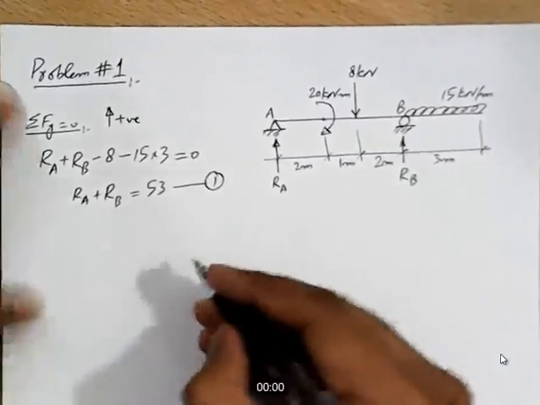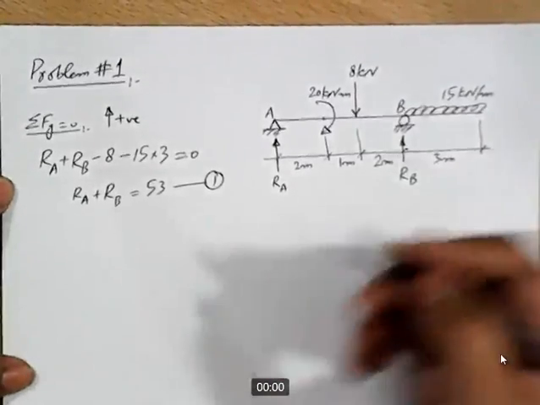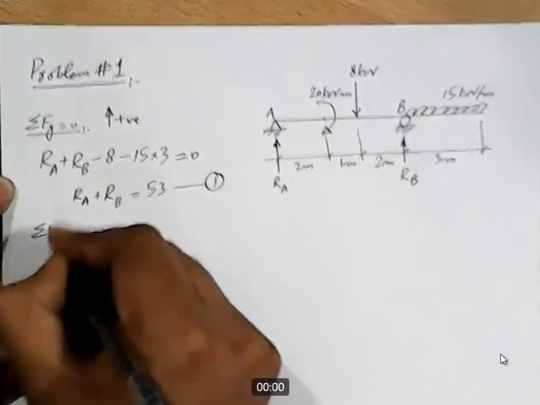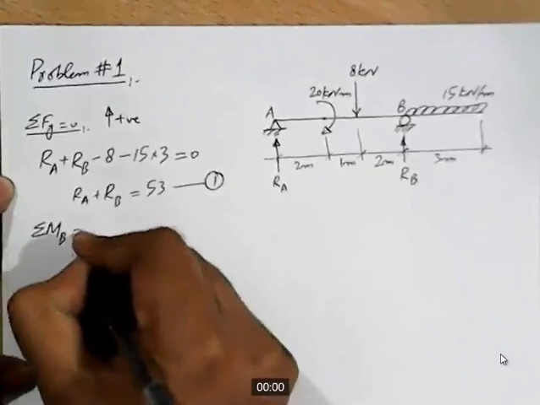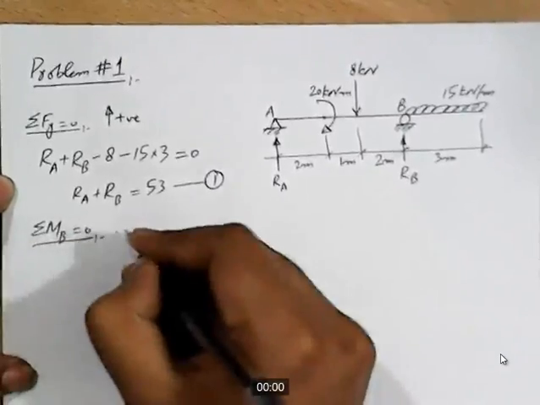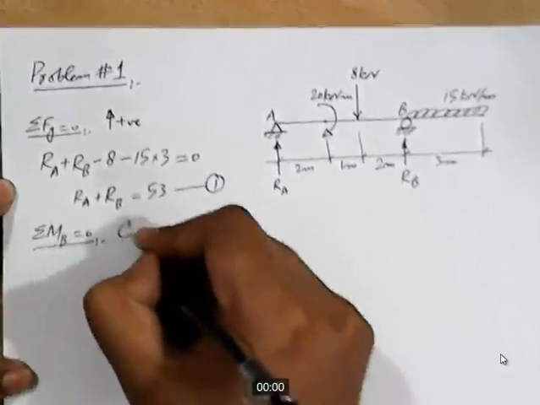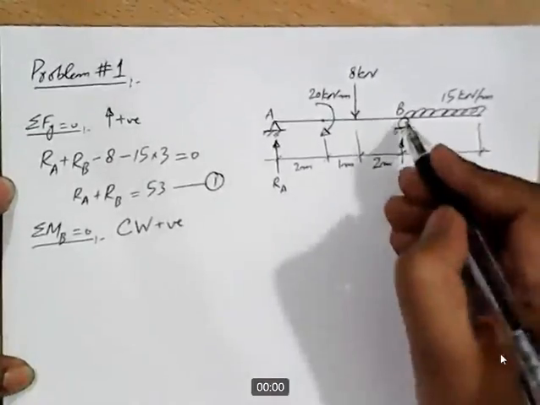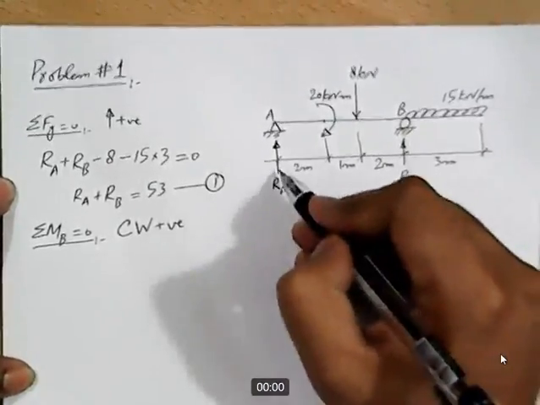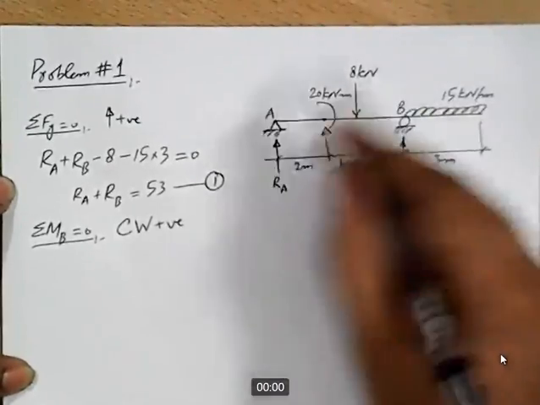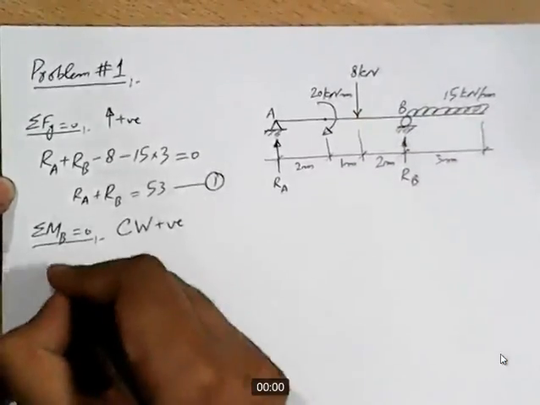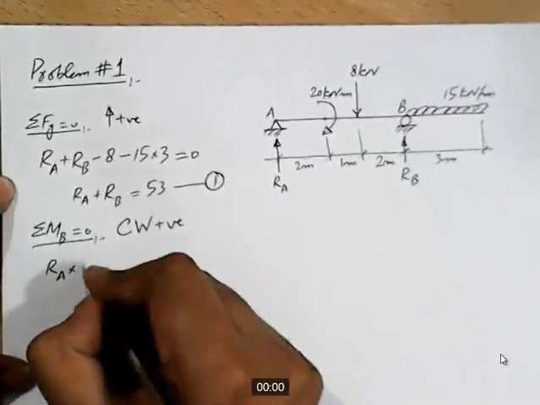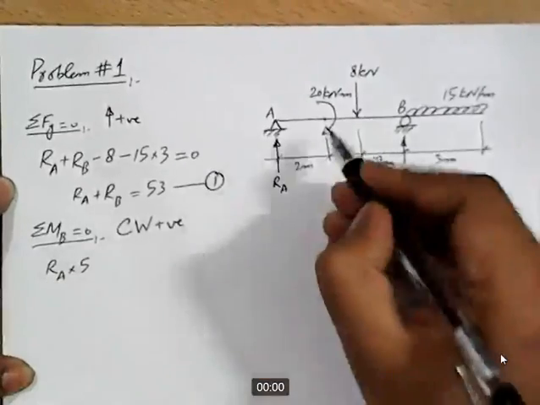Let's move ahead and apply the other condition of equilibrium. The second condition, we may take sum of moments about point B equal to 0, and our convention is clockwise moment as positive. Okay, so let's start from this end. RA is producing clockwise moment about point B, so RA, the moment will be positive. RA into how much is the lever arm? It is 5, and then we have this moment.